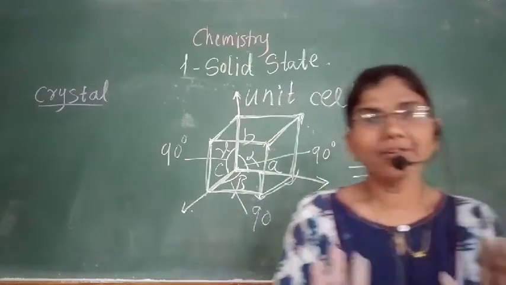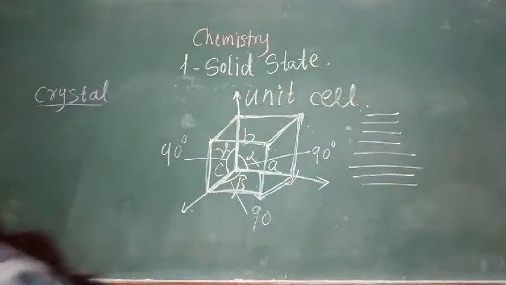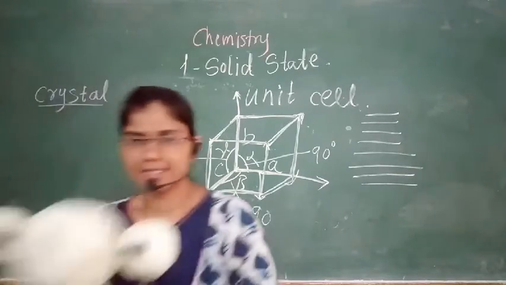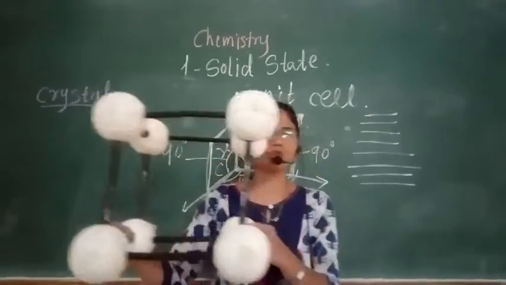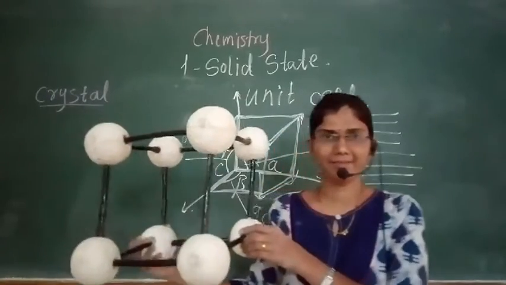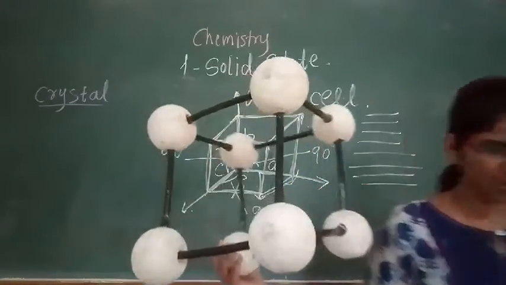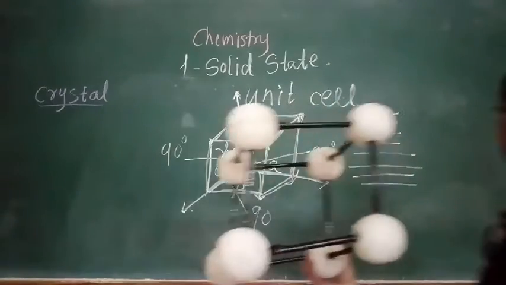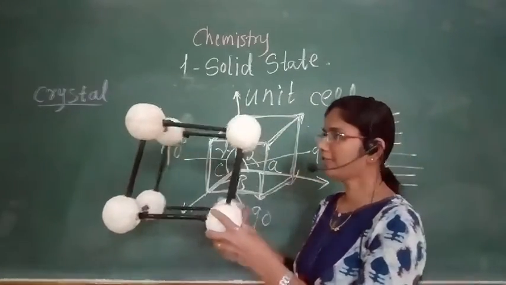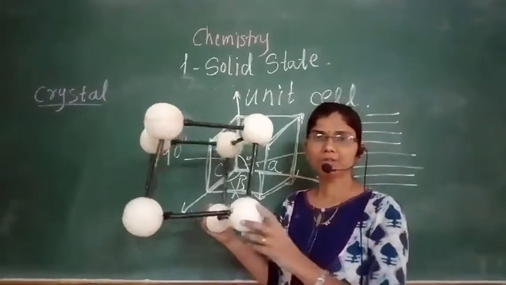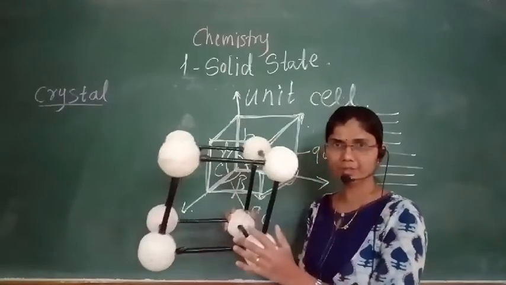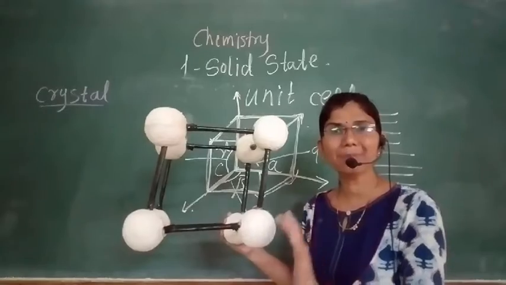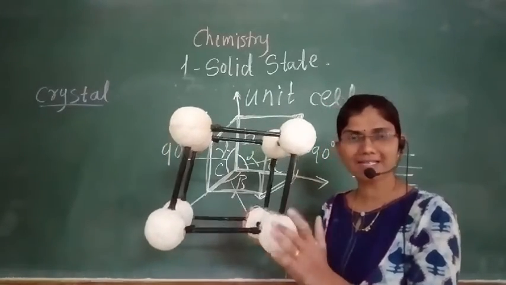So here we have a model. This is the model of a cubic unit cell. So एकच मिनिट मी दिसते का तुम्हाला बघते सगळं? ओके. So this is the model of a cubic unit cell. So this is the cube. दिसतोय सगळ्यांना? हा काय आहे? Cube.